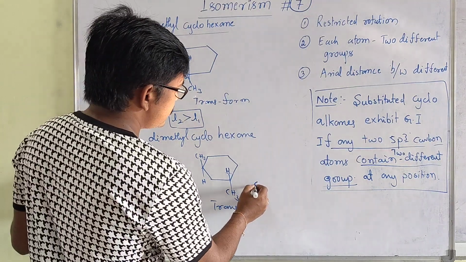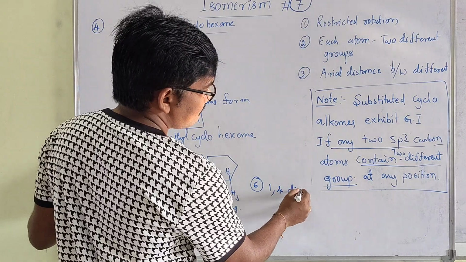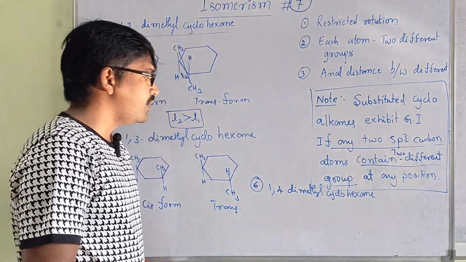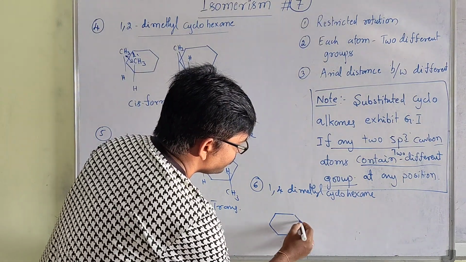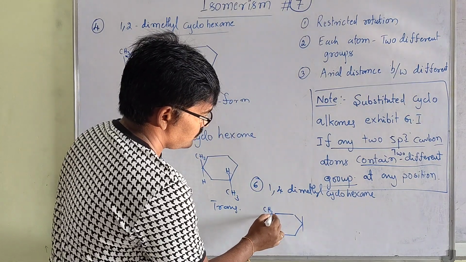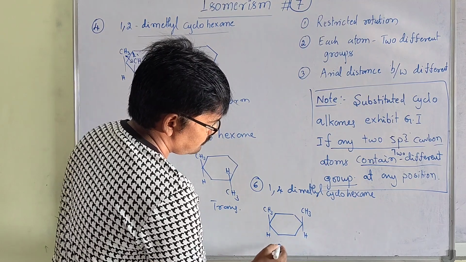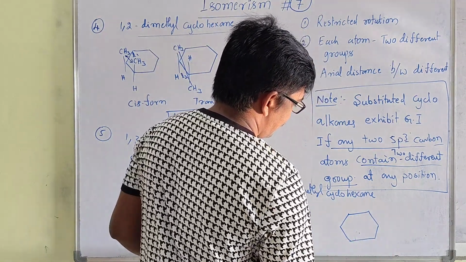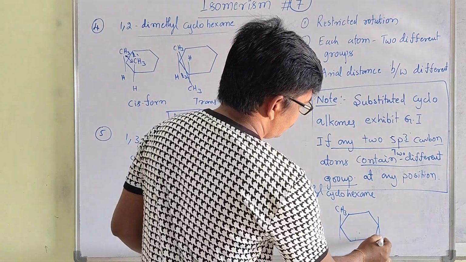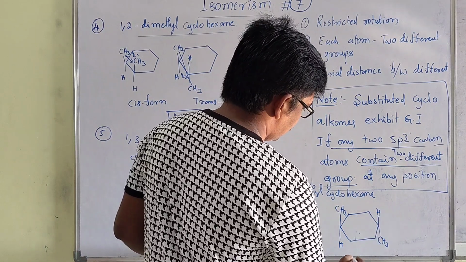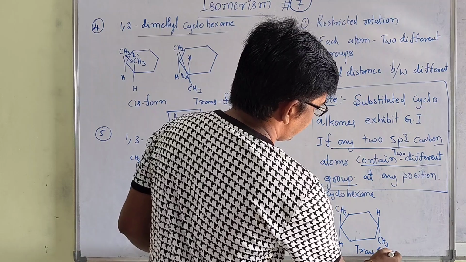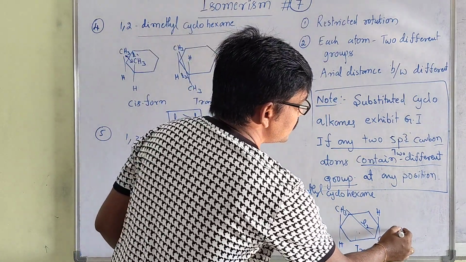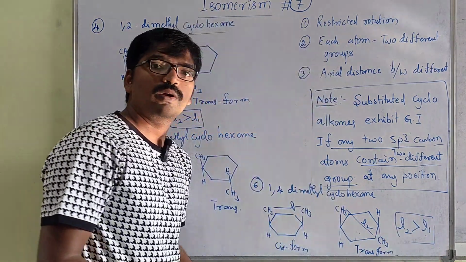Then one more example, if you take 1,4-dimethylcyclohexane. Look, this is at the first position and the fourth position. If the methyl groups are on one side, then we call it the cis form. Then one more: away from each other, CH3, then CH3, then H, then H. This is the trans form, my dear students. So look at the aerial distance in between them. L2 is greater than that of L1. That's what I told.